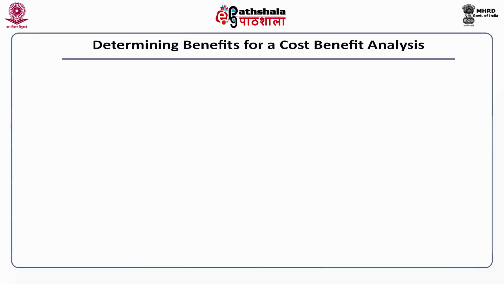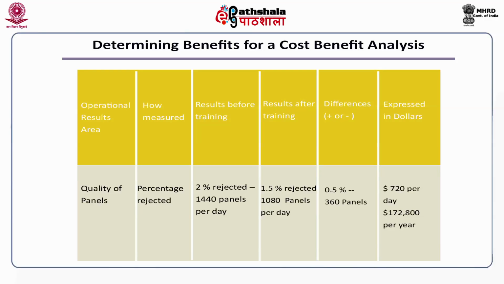Determining benefits for a cost benefit analysis. Operational result area, quality of panels, how measured, percentage required. Results before training would be 2% panels were rejected, therefore 1440 panels per day. If we compare results before and after training, we can see the difference. 2% panels were rejected before training. After training, 1.5% panels were rejected. Difference is 0.5%, that is 360 panels per day.